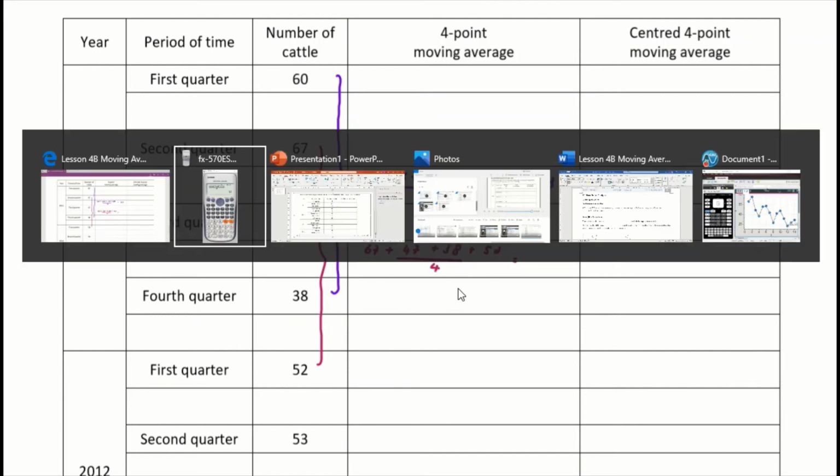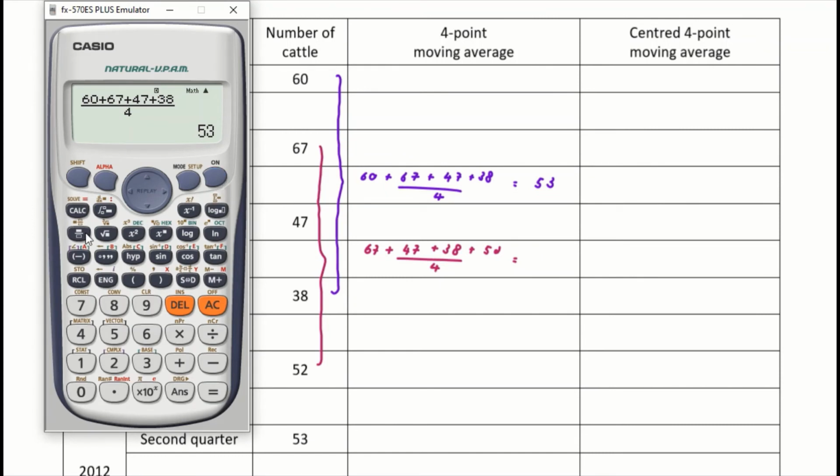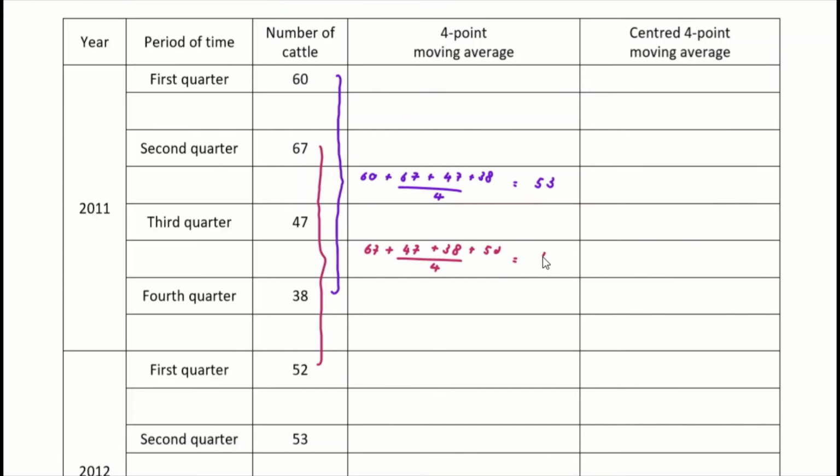Okay, so now let's carry out the calculation also. Alright, so 67, 47, 38, and 52. So divide by 4. Okay, so we have the answer of 51.